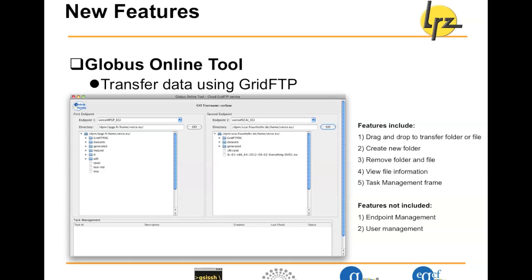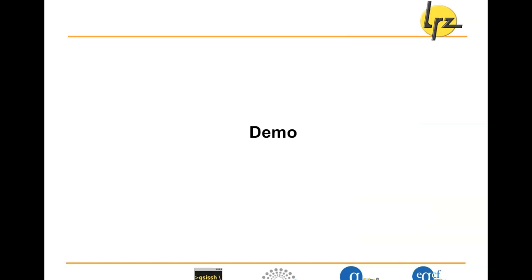This is how the Globus Online tool looks like. You can use it to transfer data using GridFTP. What we provide is a drag and drop transfer folder interface. You can create new folders, remove folders and files, view file information, and it has a task management frame. What is not included is endpoint management and user management that you have to do on the Globus Online web interface accordingly. Now we move on to the demo.